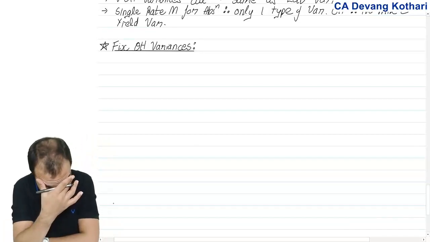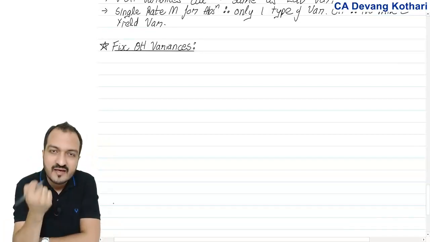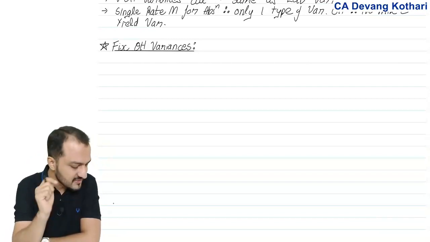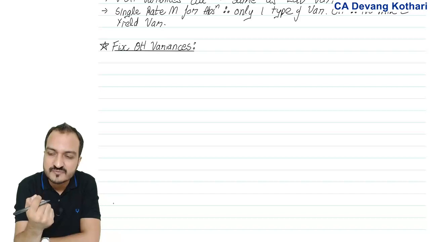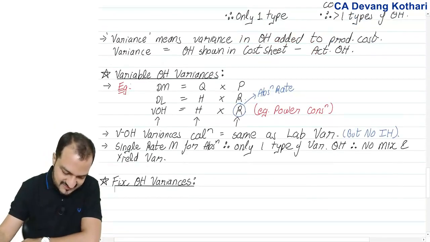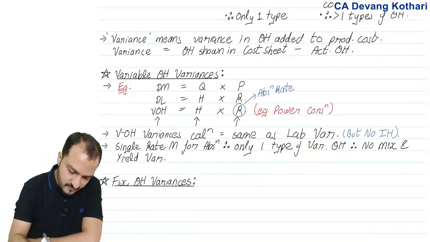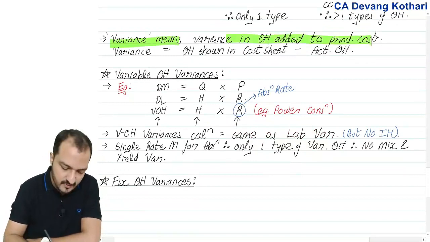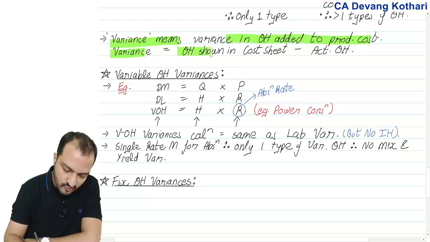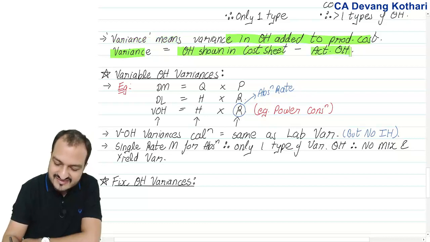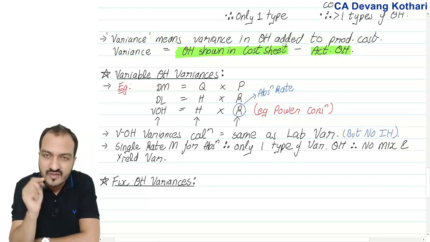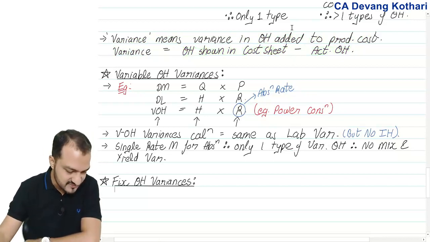Well, for the fixed overhead variances, again, I can say that variance is the variance in overhead cost which is added to the product cost, right? So that concept still remains the same. That variance means the variance in overheads which are added to the product cost. So the variance is basically overheads shown in a cost sheet minus the actual overheads. Now the overheads shown in the cost sheet, that is interesting, that is important to understand.